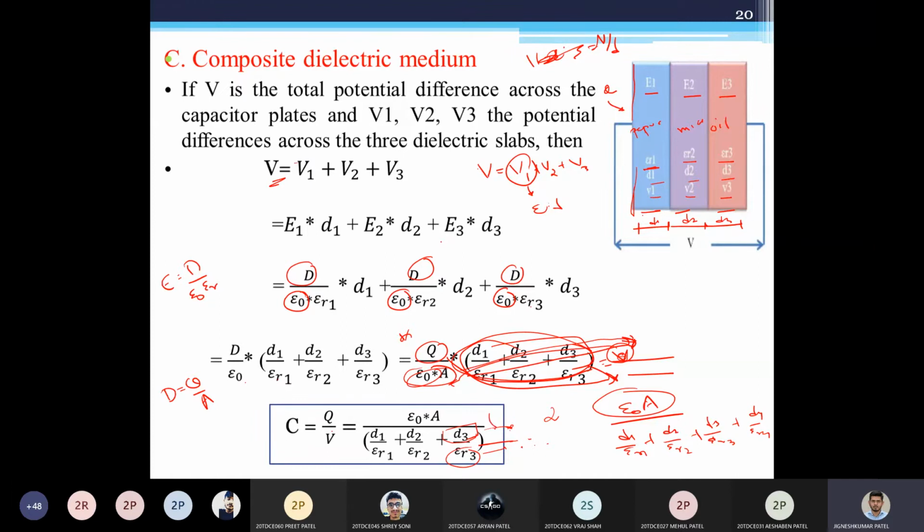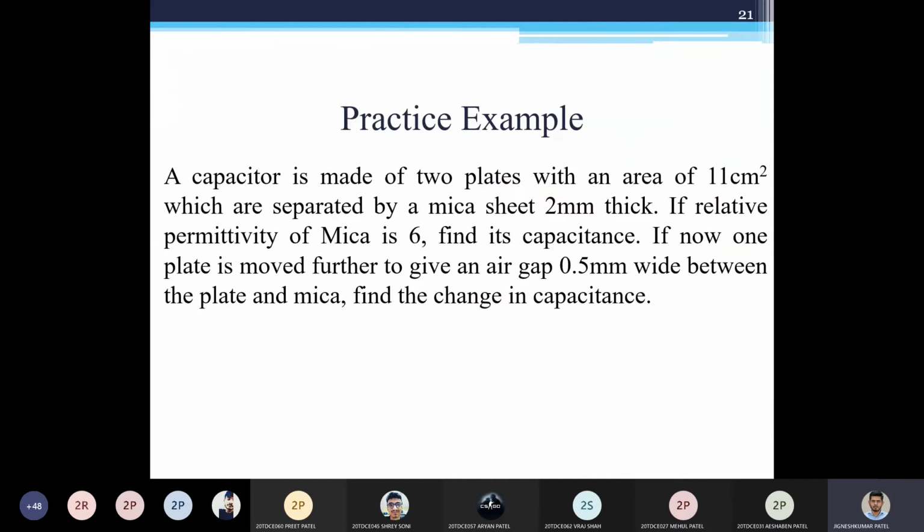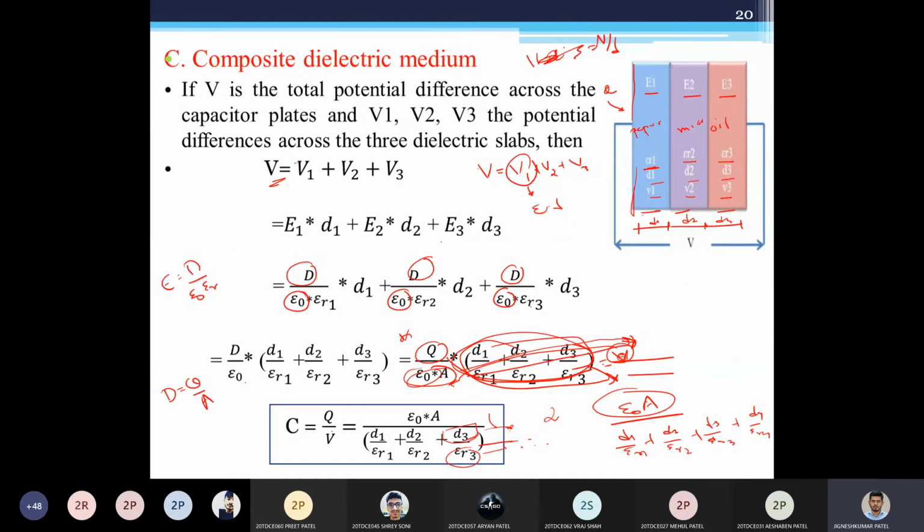So it would be D4 plus D4 divided by epsilon R4. That way you can find out the composite dielectric medium capacitance. Okay, so this is how you can do that. Now we are going to have one example.